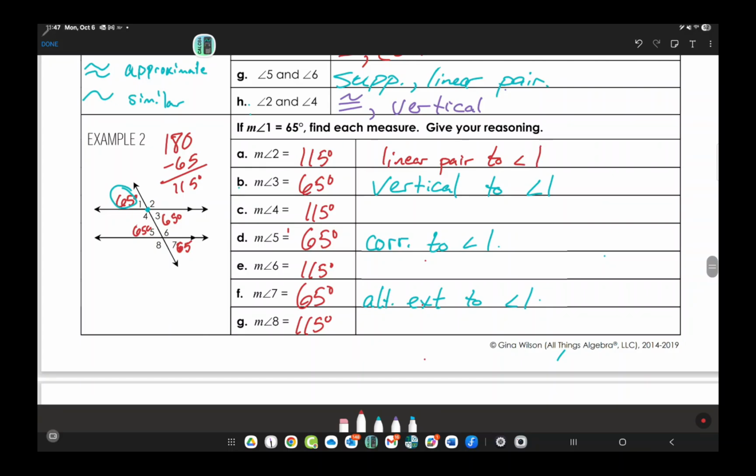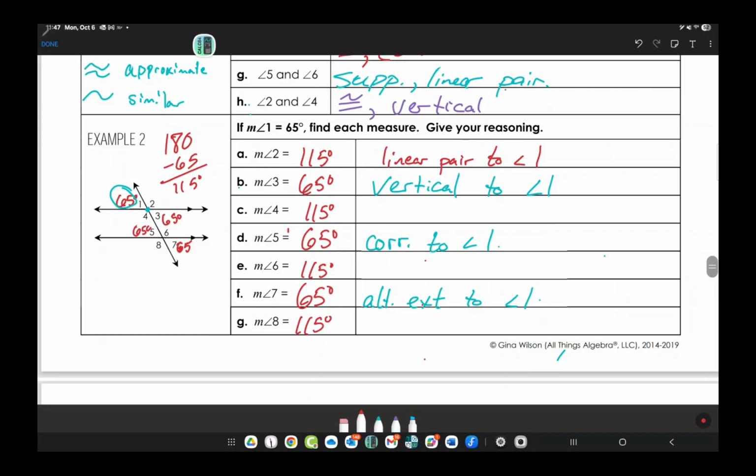That's why I don't really care for the whole justification, give your reason, because you can all have different answers and still be correct. Okay? For angle 4, it is vertical to angle 2, but it's also a linear pair to angle 1. So either one's fine. You can say vertical to angle 2 now that we know what angle 2 is, or you can say linear pair to angle 1.